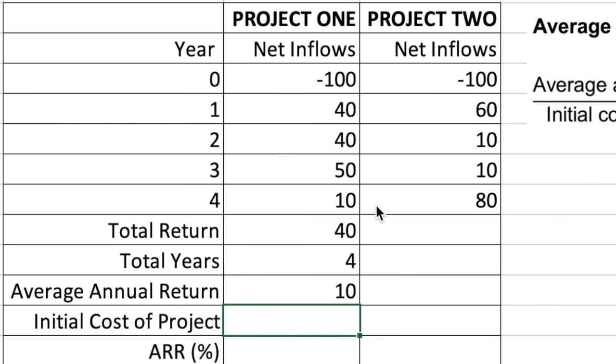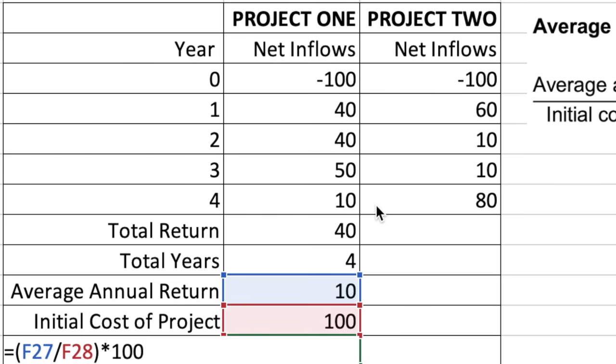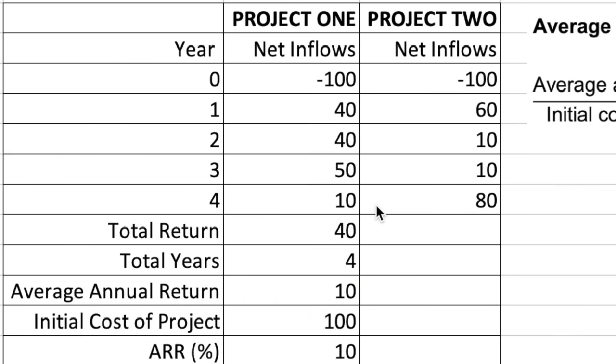The initial cost of the project was 100 because that was the year 0 minus 100, and we need to divide back against that. So the answer is going to be 10 divided by 100. So that's the average annual return, which is 10, over the initial cost of the project, which is 100. And then we need to turn that into percentage, so times by 100, as you can see in the formula there. And that comes to 10%. So the ARR for project 1 is 10%.